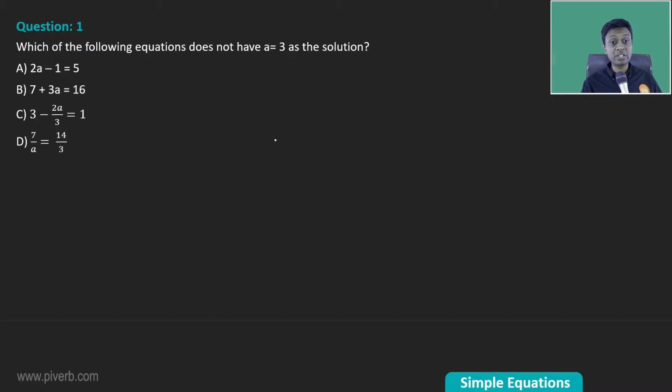Which of the following equations does not have A equal to 3 as a solution? There are two ways of doing this. One is to solve for this: 2A minus 1 equal to 5.